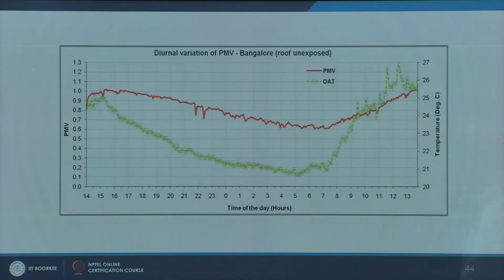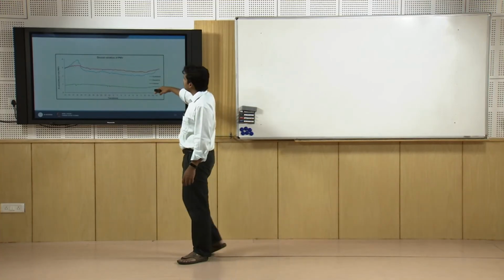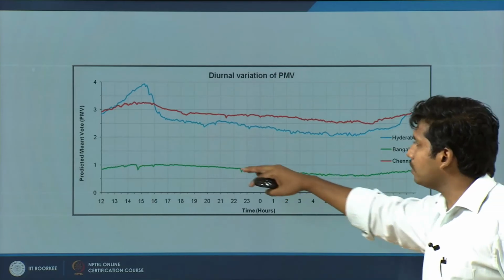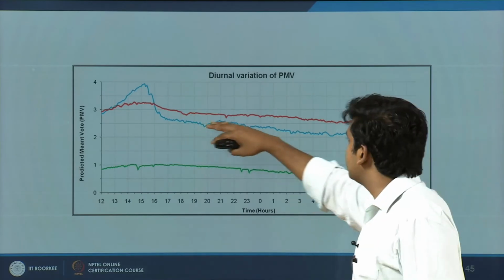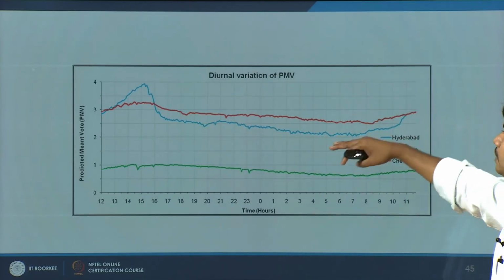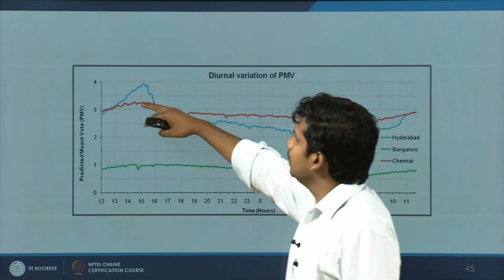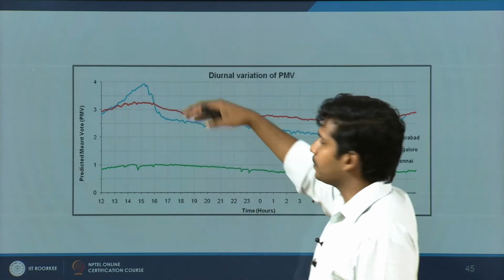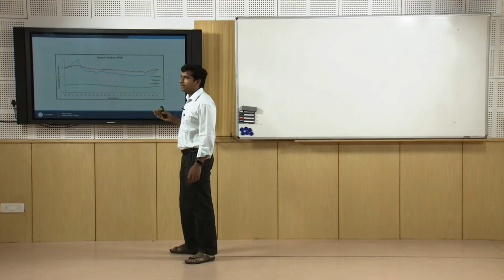The left hand y axis is PMV. This is air temperature taken in Bangalore. How does it vary during summer? Summer in Bangalore, PMV varies around 1. This is the case for Hyderabad as well as Chennai. As I said, it can go up to 3.54 sometimes. It depends primarily on temperature and humidities.